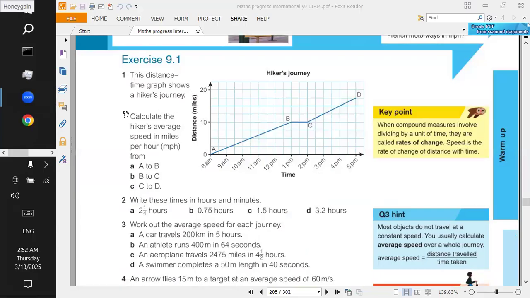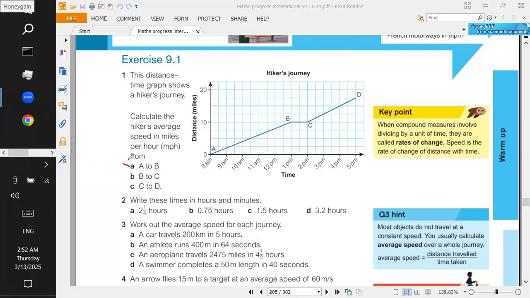The distance time graph shows a hiker's journey. Calculate the hiker's average speed in miles per hour, mph, from A to B, B to C, and C to D. This is a distance time graph. So to find the speed, we're going to divide the distance over the time. So first we find the distance, and then we find the time, and then we divide the distance over the time. So let's talk about A here, from A to B.